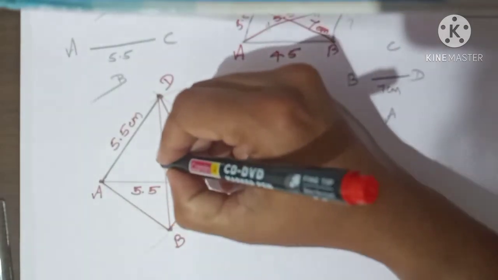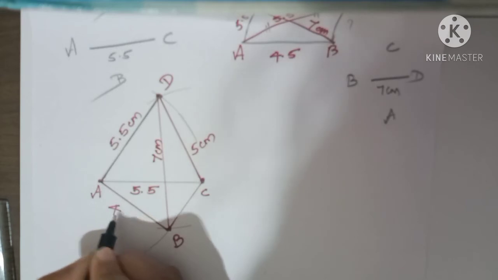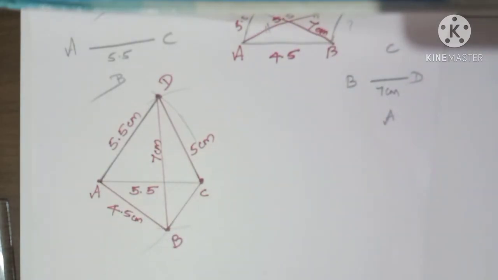So what is the measurement here? 7 centimeter. What is the measurement for this AB? 4.5 centimeter. So we have completed constructing a quadrilateral. I'll explain one more time.